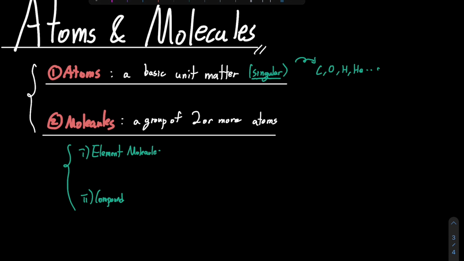But what element molecules are, so element molecules is the first type of molecules. These are molecules that only consist of one type of atom. So basically, some examples may include H2. This is an element molecule due to the fact that there is only the element H, and this is a molecule because there are two H's, and it's an element molecule because there is only one type of atom.